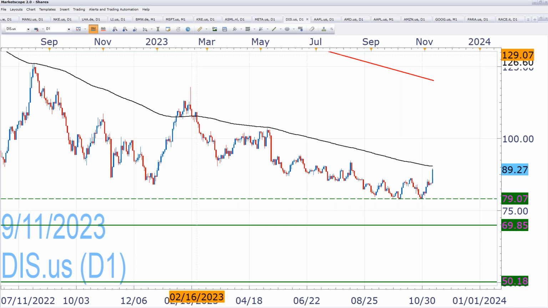Now, that's pretty much it for today. As we still watch how Disney does, let's quickly talk about a few things that are coming up over the next few days. We have Fed Chair Powell today and ECB President Lagarde, both later in the day.